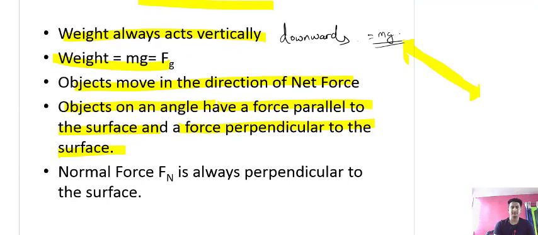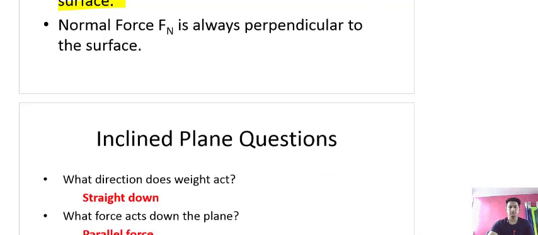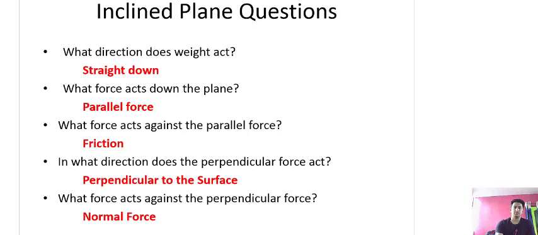Normal force is denoted by Fn, or you can simply write N. Normal force is always perpendicular to the surface, that has been discussed. Suppose this is the object that has been kept on the surface, so the normal force will always be perpendicular to the surface. Okay, this is the normal force. Now these are some questions that you must keep in mind.